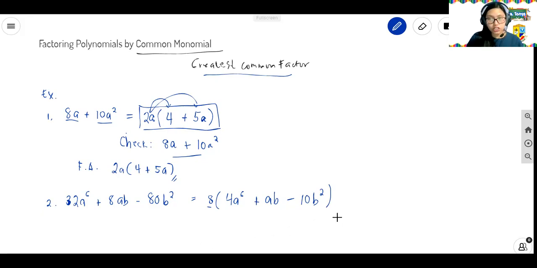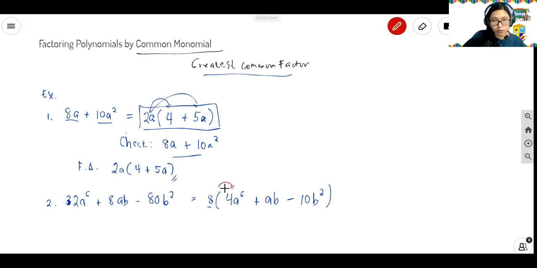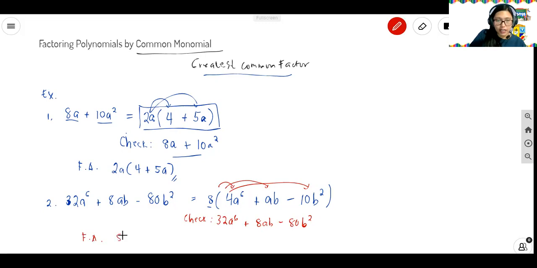Again, if you want to check your answer, all you need to do is to distribute. So if we check, we will have 8 times 4a to the 6, which gives us 32a to the 6, plus 8ab, minus 80b squared. And again, our final answer here is 8 times (4a to the 6 plus ab minus 10b squared).